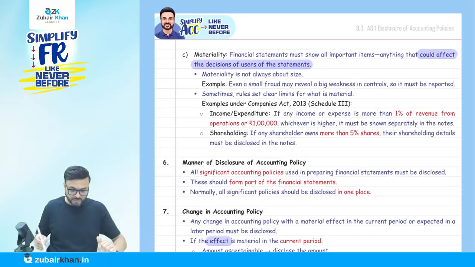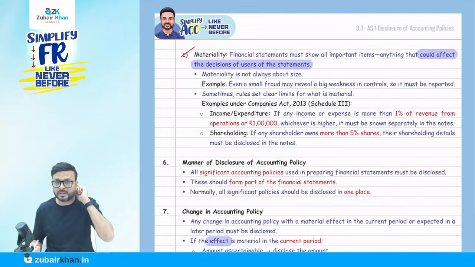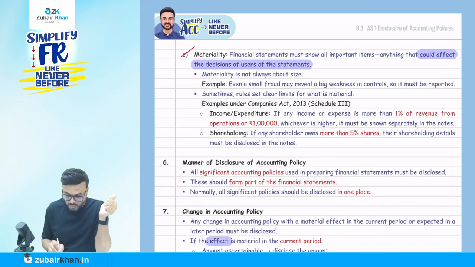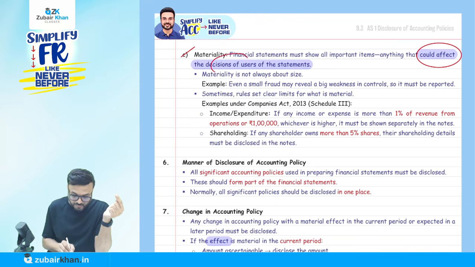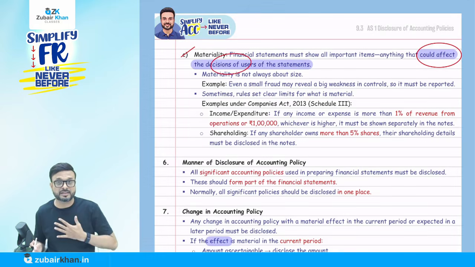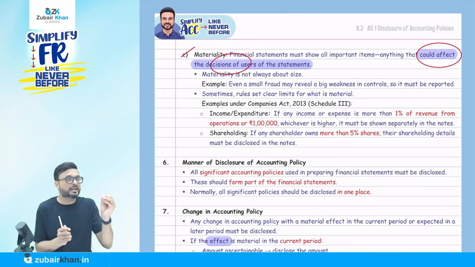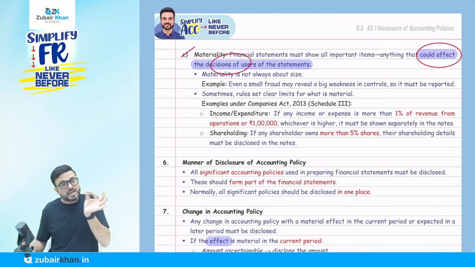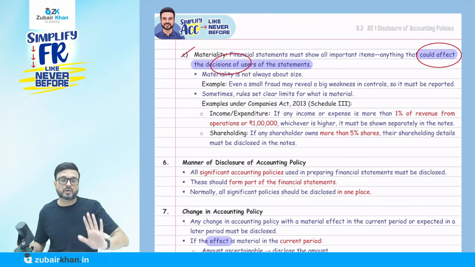Now, the third thing we have to take into consideration is materiality. What is materiality? Listen carefully: anything which can influence the decision, we call it materiality. Financial statements must show all important items, and anything that could affect my decision we call material. We cannot say above this is material and below this is immaterial. It depends on the size of the organization. At certain times, even though it is a small amount, still we call it material.